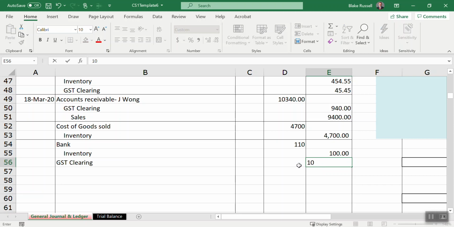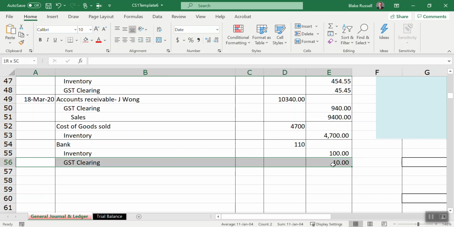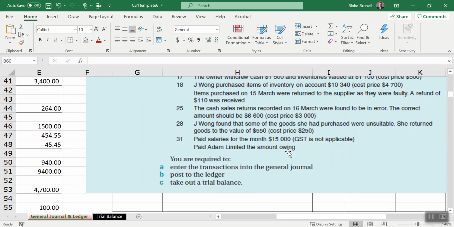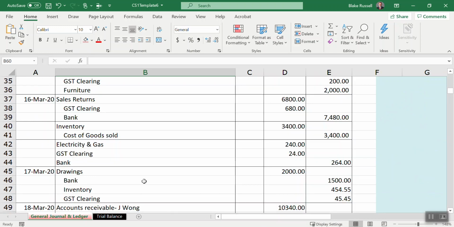And we have to give that money to the Australian Taxation Office. Oh yeah, and what date was that? The same date, yes. All right.